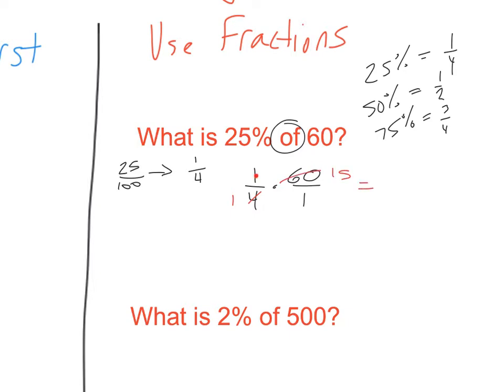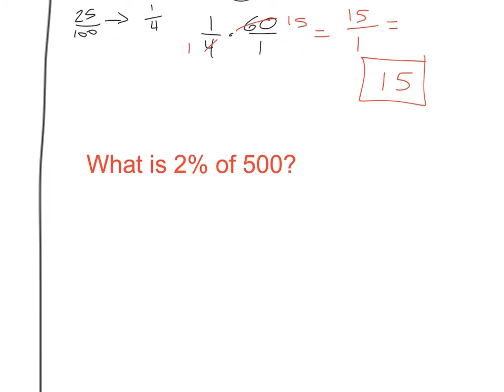So go ahead and multiply across the top. 1 times 15 is 15. 1 times 1 is 1. And we remember that we don't need denominators of 1. So our final answer there is 15. What is 25% of 60? 15. Okay, what's 2% of 500?